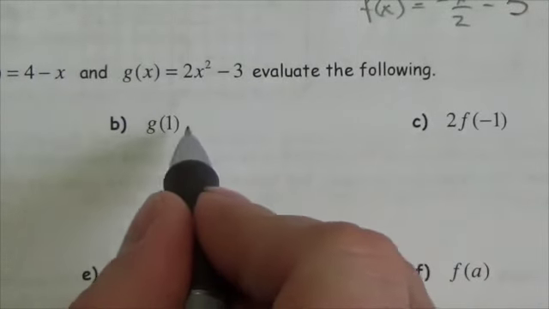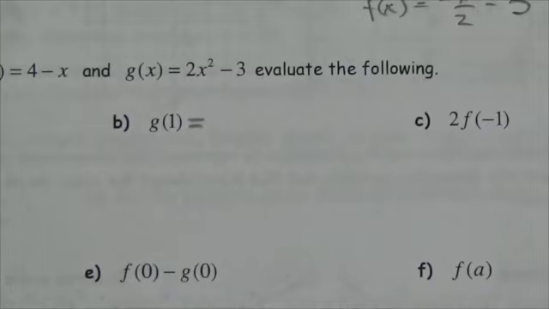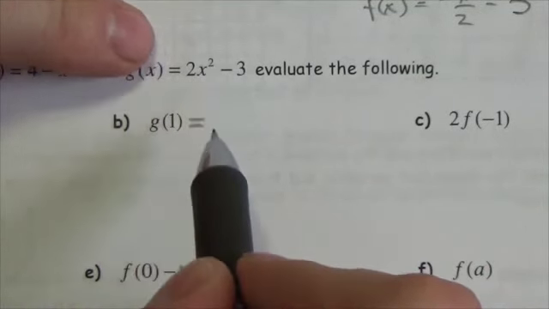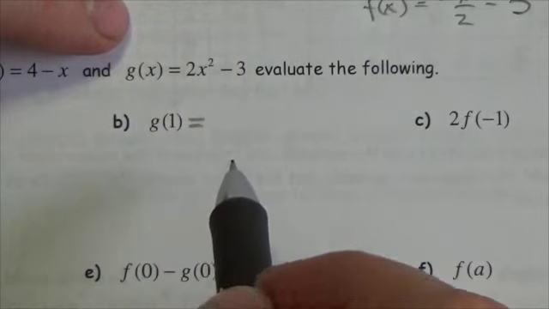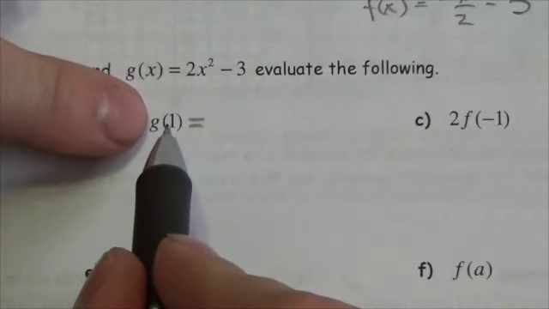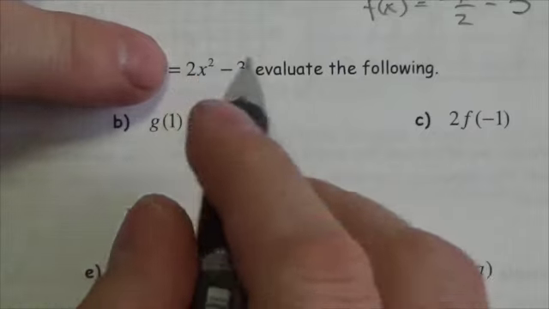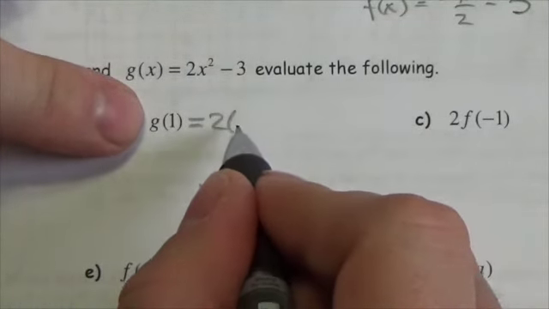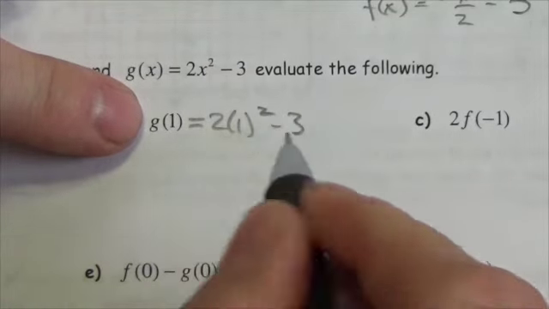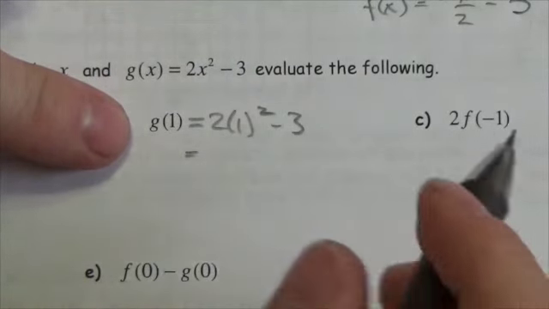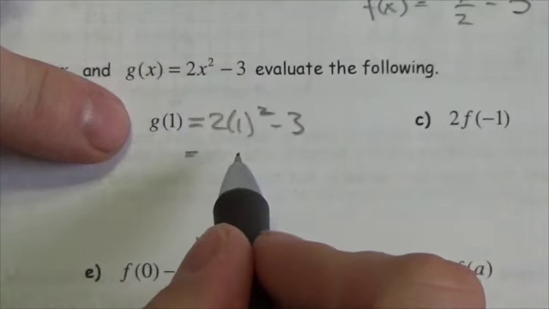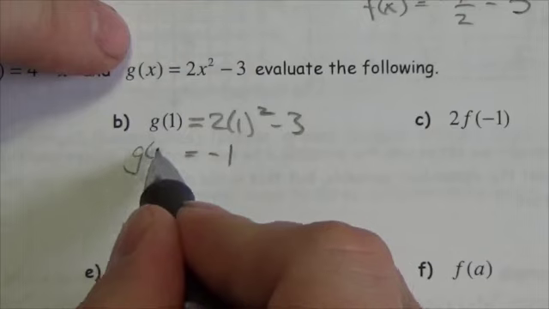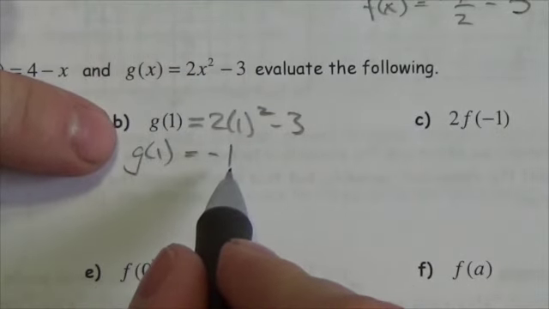Look over here, g of 1. The rule for g is we're going to multiply 2 by the square of the independent variable and then subtract 3. In this case, we're told that the independent variable is 1. So this is going to be 2 times the square of the independent variable, which we already know is 1, and then we're going to subtract 3. And now we just let order of operations take over. 1 squared is 1, times 2 is 2, minus 3 is negative 1. So g at 1 is negative 1.